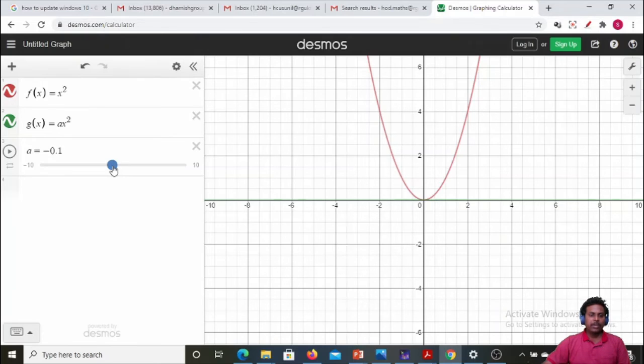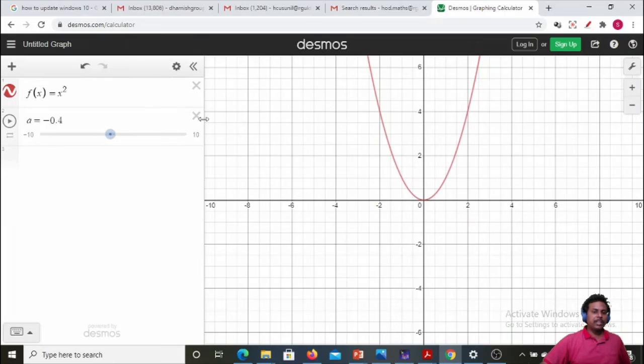Now let me go to the negative side. So minus 0.1 means it is just the reflection of the above graph. Now similarly, whatever happened here in the upside, the same thing happens in the downward direction also. Okay, this is how the graph looks. After crossing minus 1, it is going to shrink, and between minus 1 to 0, it is actually bulging, expanding. Okay, so this is one graphical transformation. Now let me take another graphical transformation.